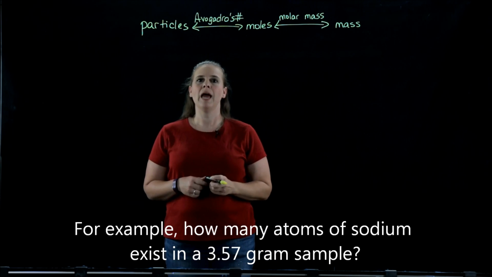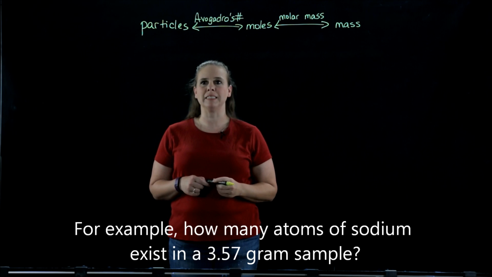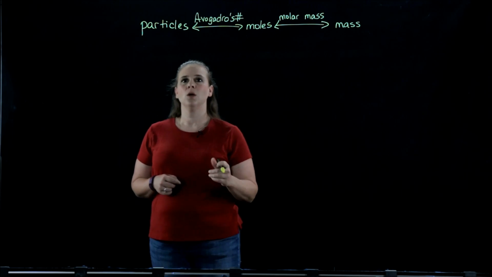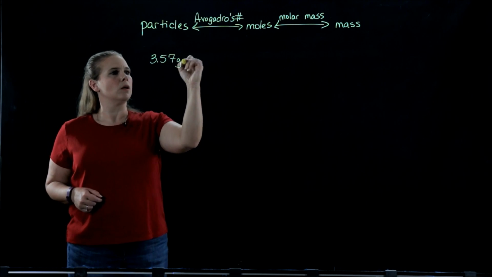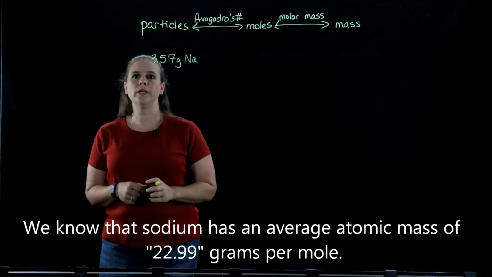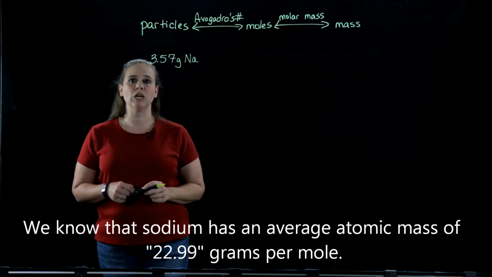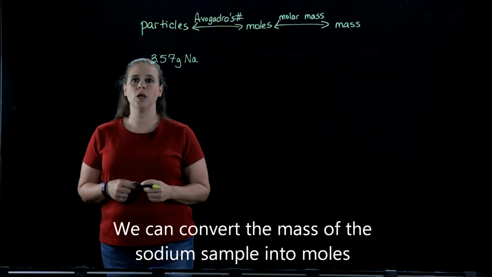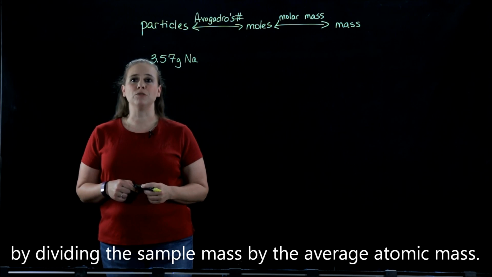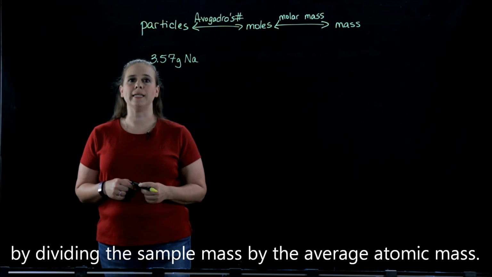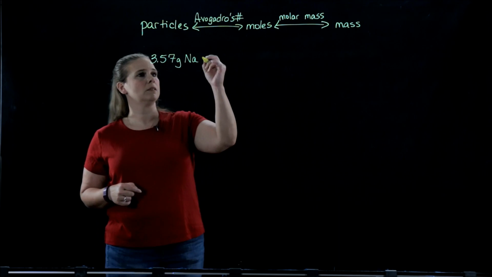For example, how many atoms of sodium exist in a 3.57 gram sample? Well, we know that sodium has an average atomic mass of 22.99 grams per mole. We can convert the mass of the sodium sample into moles by dividing the sample mass by the average atomic mass.